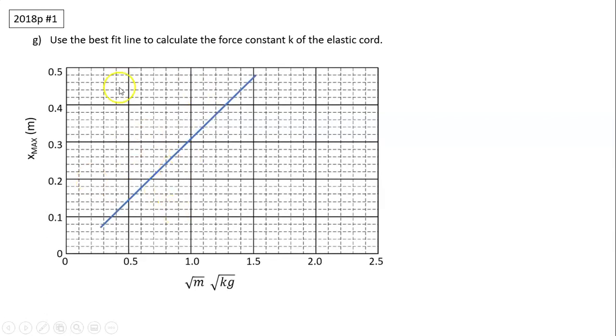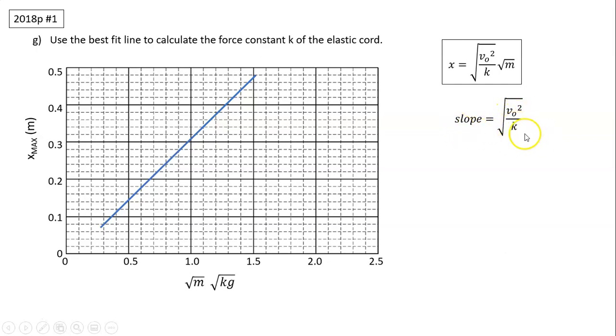So let's take a look at our graph. Here is the graph. We have to use this best fit line, mostly the slope. Let's go back to the equation. X equals this times square root of m. So the slope equals square root of v naught squared over k. If we find the slope, we can find k. Let's square both sides, then we can change the position of these two. So k equals v naught squared divided by slope squared.